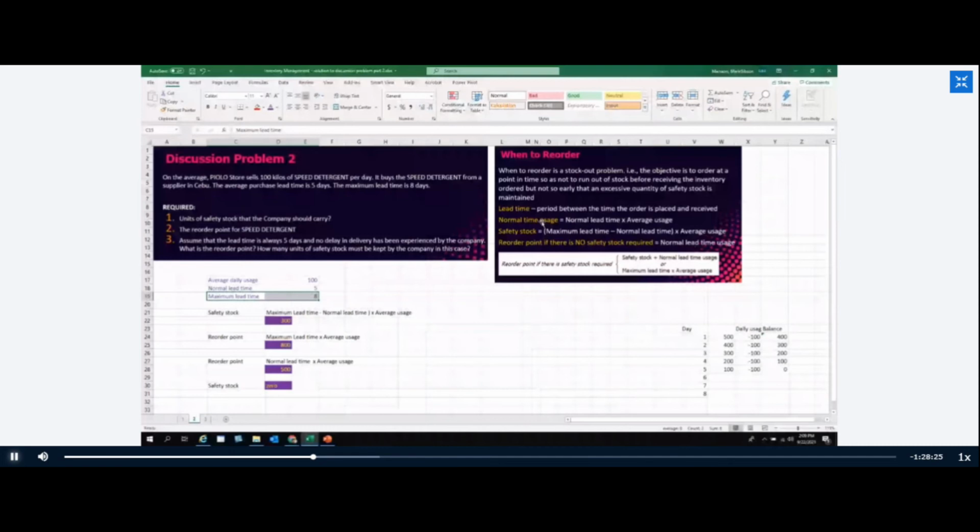So basically, it's maximum lead time less normal lead time multiplied by average usage. Given naman lahat yan. So 8 less 5, so that's 3, multiplied by 100, so that's 300.